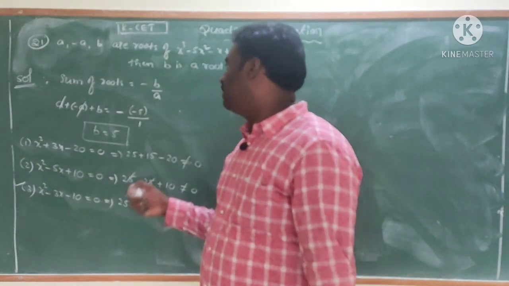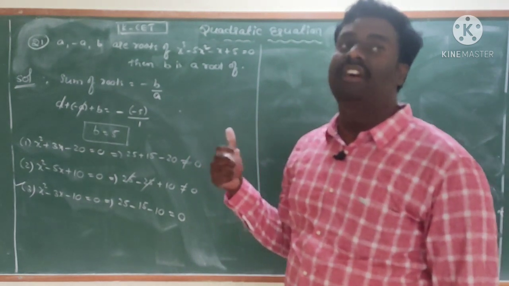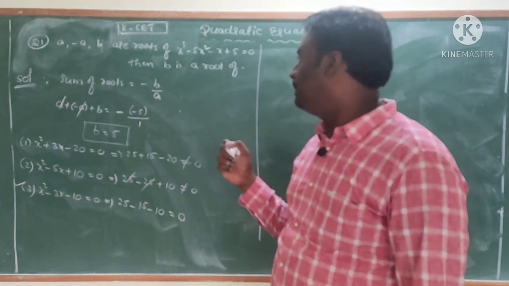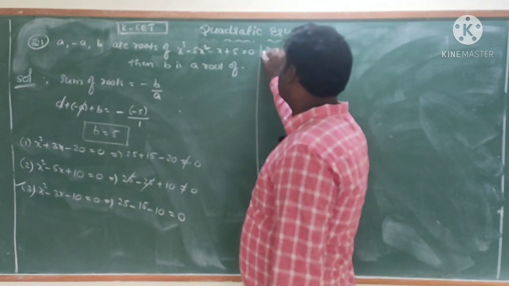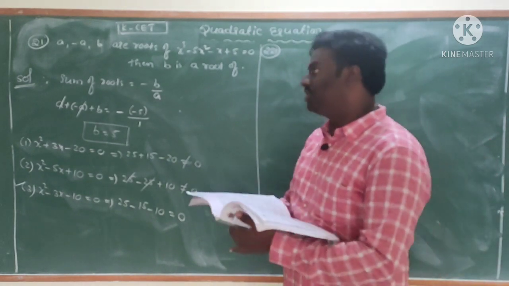So these are the values. So finding roots, and what is the formula for sum of roots? Sum of roots formula is minus b by a. Okay. Next, we will discuss the second question, that is question number 22.